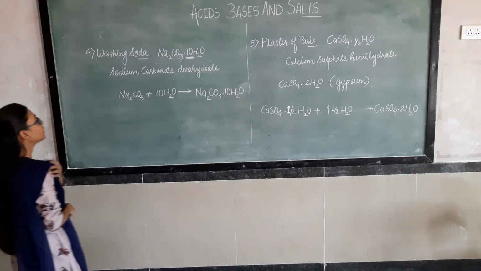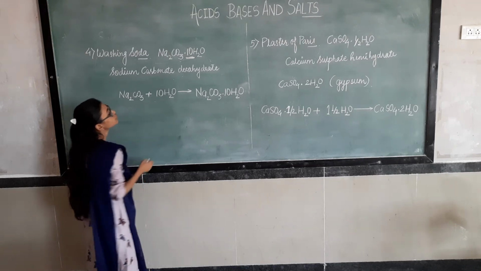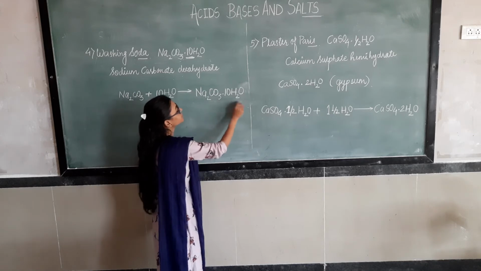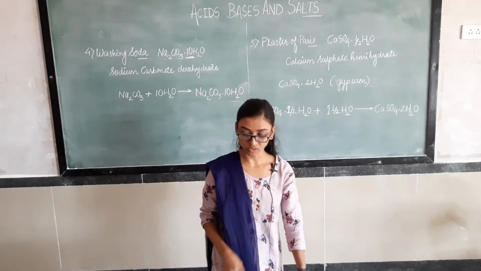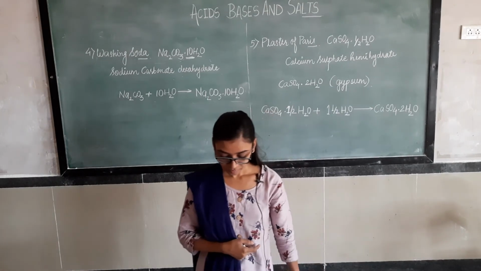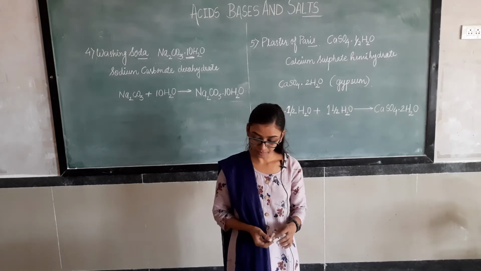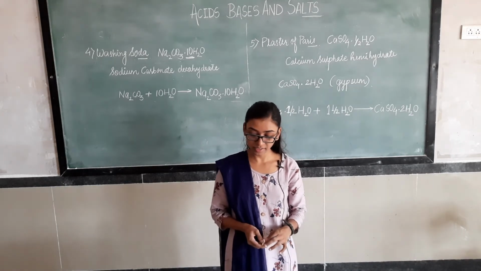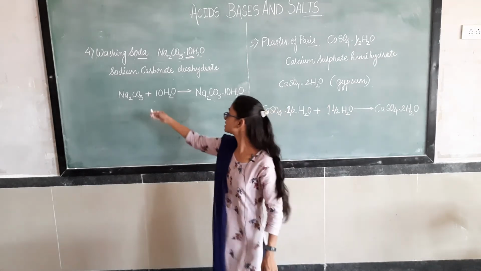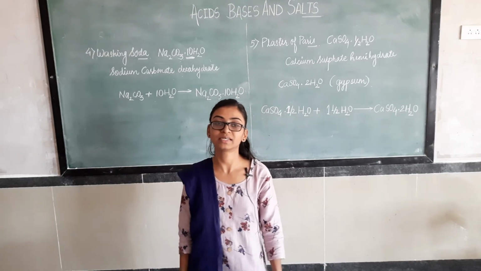Na2CO3.10H2O. When this sodium carbonate reacts with 10 molecules of water, it forms sodium carbonate decahydrate. So in this way washing soda is formed. In common we call this sodium carbonate decahydrate washing soda. So what is happening here? Here recrystallization of sodium carbonate is taking place, means it is getting crystallized with water.